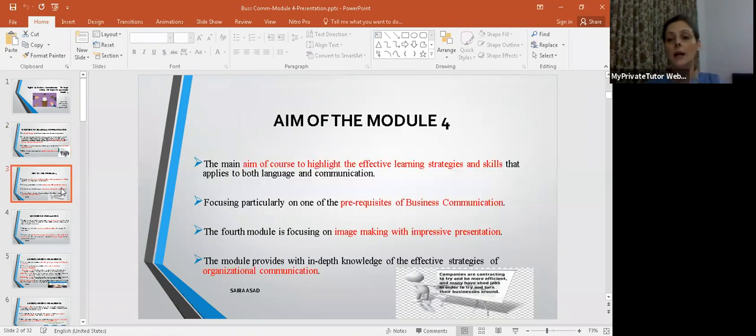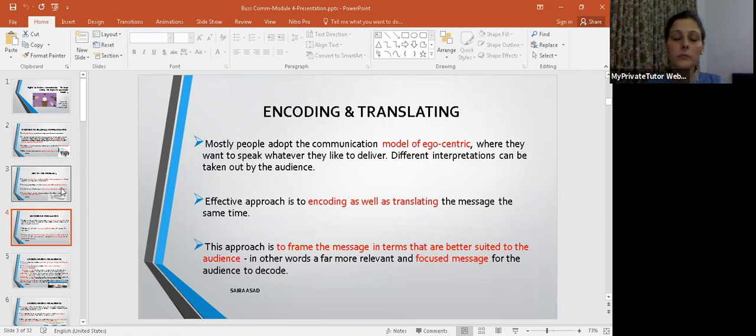Yes. The main aim of module number 4, of course, is to highlight the effective learning strategies and skills that apply to both language and communication. This is one of the prerequisites of business communication, and it is mainly focusing on presentation making. It's going to give you in-depth knowledge of the effective strategies of organizational communication.